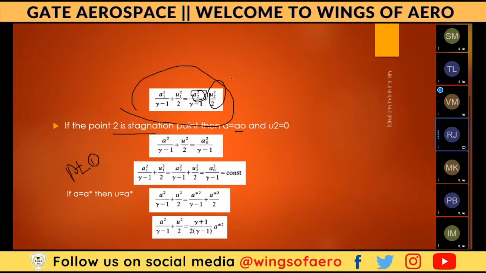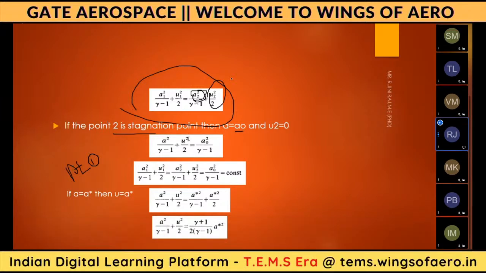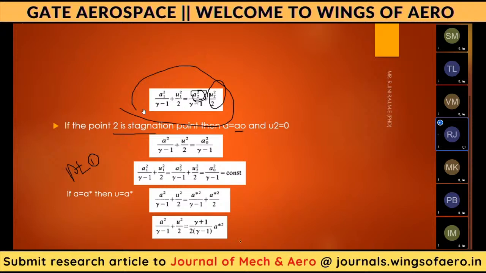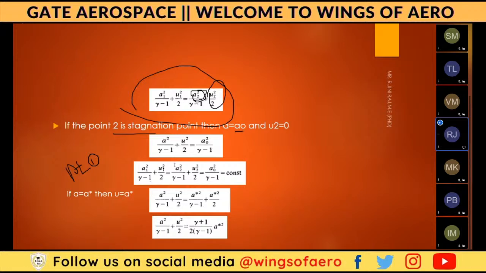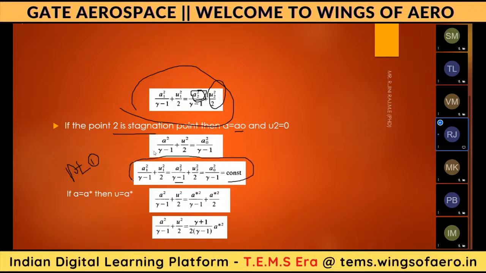And the velocity u2 will be equal to 0 because there is no velocity; it is a stagnation. Therefore, u2 equal to 0. Then when we substitute, the u2 square term becomes 0. So the equation becomes a1 square divided by gamma minus 1 plus u1 square divided by 2 equal to a2 square divided by gamma minus 1 plus u2 square divided by 2 equal to a naught square divided by gamma minus 1, that is equal to constant. So this is the equation.